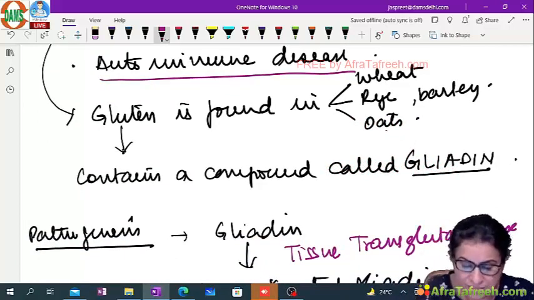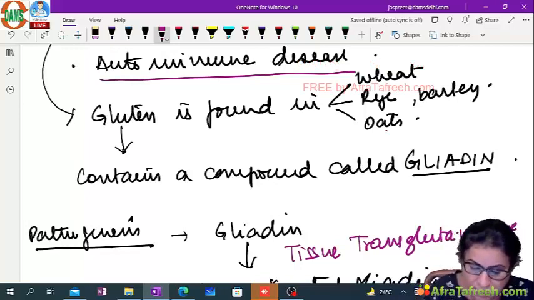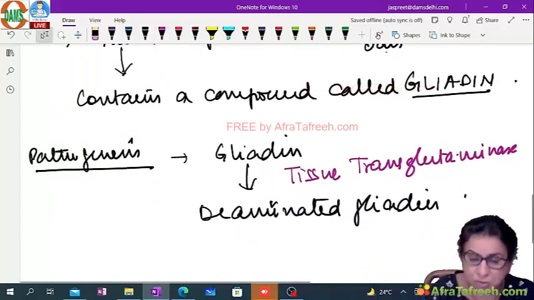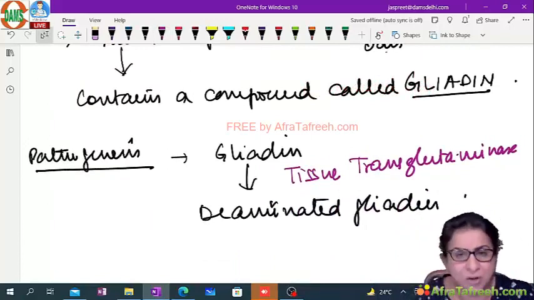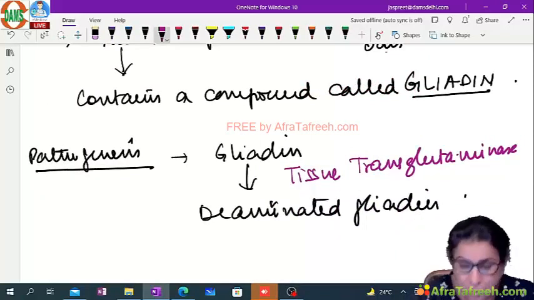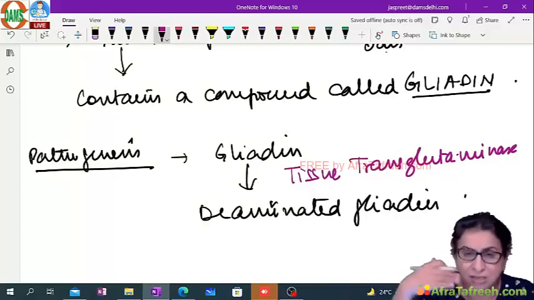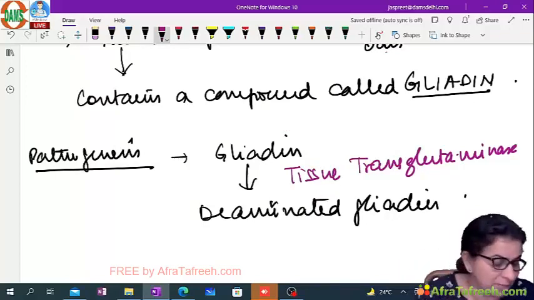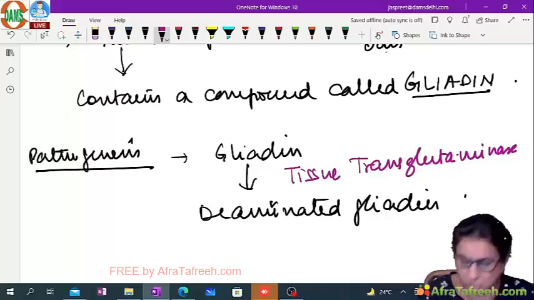Gluten contains a compound called gliadin. So normally in pathogenesis, what do we see? Normally, when we eat wheat, rye, barley or whatever, all of us are all right. This gliadin in gluten is converted to deaminated gliadin by tissue transglutaminase. We all have the enzyme tissue transglutaminase. It converts gliadin to deaminated gliadin, and this deaminated gliadin is then metabolized or absorbed.